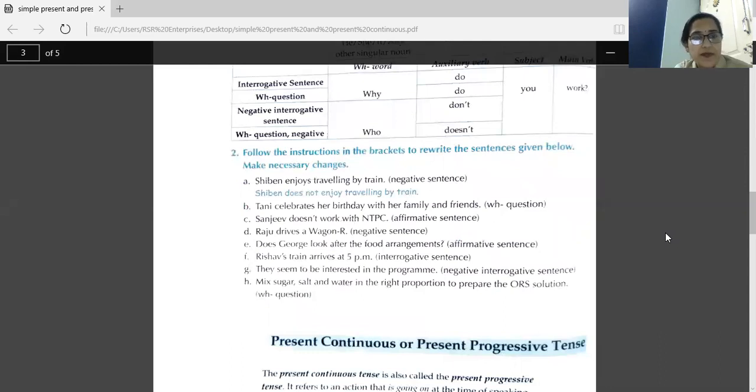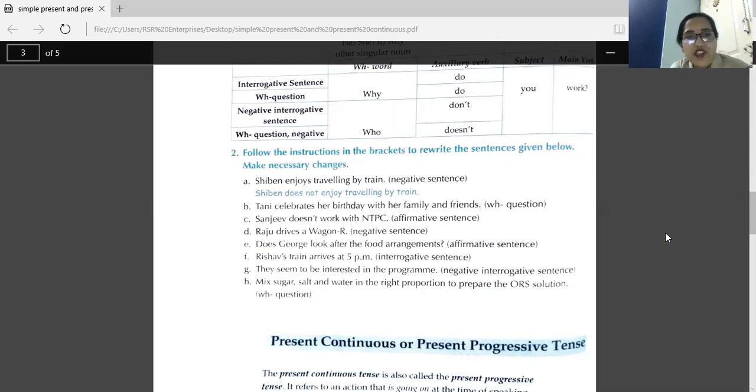Now this B part. Tani celebrates her birthday with her family and friends. You have to write this as a WH question. So your answer here is, whom does Tani celebrate her birthday with? And a question mark there. C, Sanjeev does not work with NTPC. You have to change it to affirmative. So your answer is, Sanjeev works with NTPC. You have to remove this negative word.